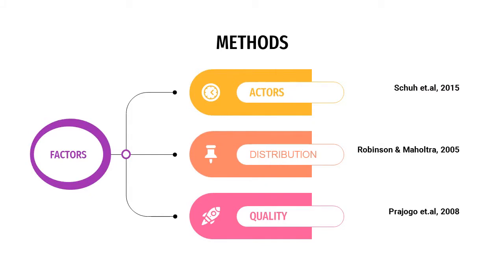The factor used in this paper, we focus on actors as Su et al. 2015 proposed. So the actors will impact distribution as proposed by Robinson and Malhotra in 2005. And finally, actors and distribution will impact quality as Prayogo et al. 2008.